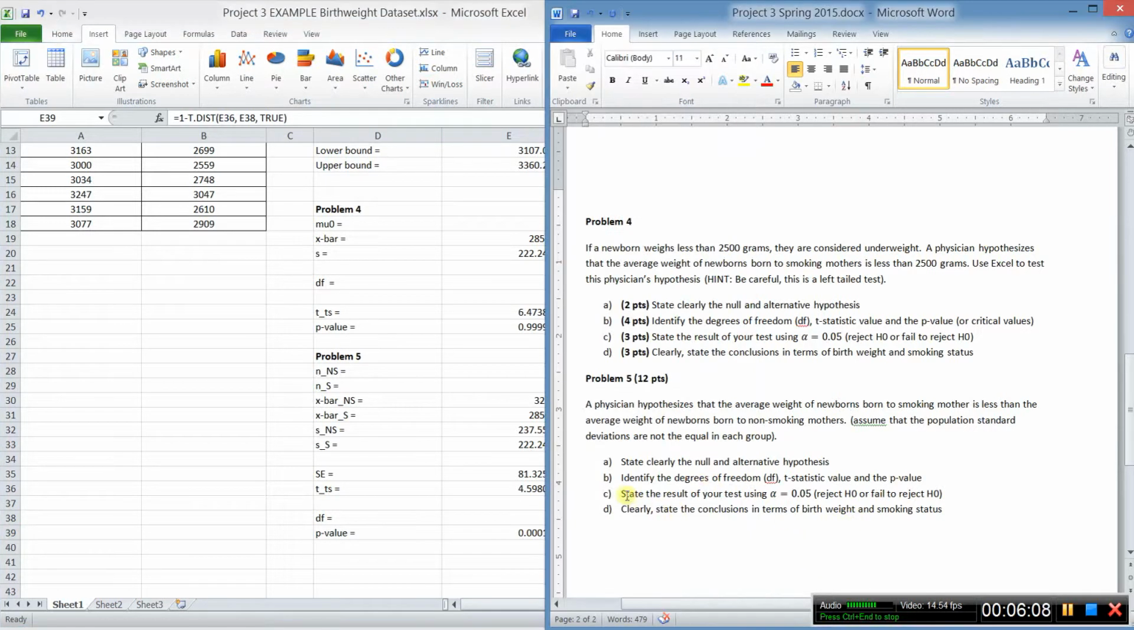Okay, so now you should be able to say whether or not you reject or fail to reject the null hypothesis, and then say there's enough evidence to support that the birth weight of newborns born to smoking mothers is less than the average birth weight of newborns born to non-smoking mothers, or that there's not enough evidence to suggest that claim.